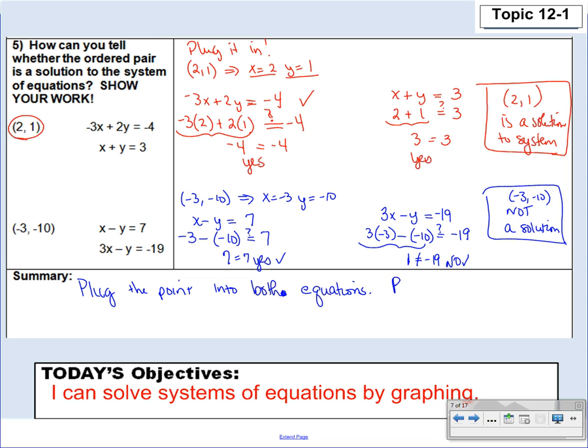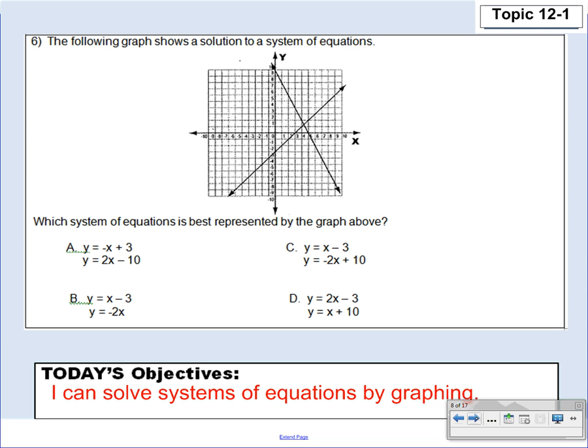Both must be true to be a solution. So if you plug it in the first equation, you get a no, you can stop right there because it's not a solution to the first equation, so there's no reason to do the second one. Our last problem is kind of putting it all together.